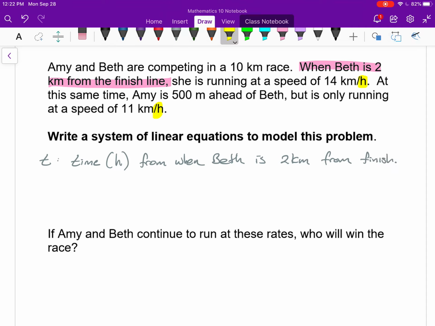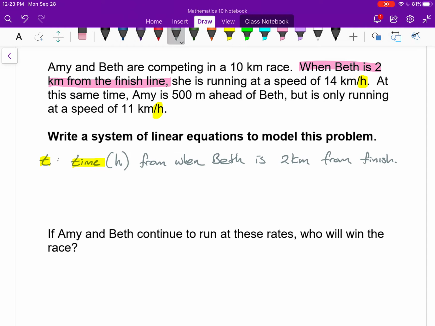And so that's already something fairly tricky, because it's easy to say time, but time from when? And again, everything you're given in the question begins the moment we say that Beth is 2 kilometers from the finish line. At that instant, I tell you the speeds and all these things. Okay, so t is time in hours from when Beth is 2 kilometers from the finish.